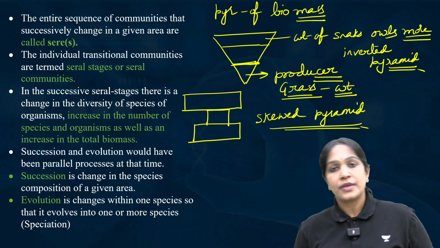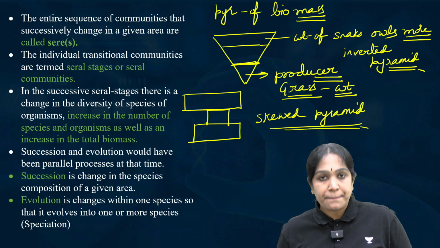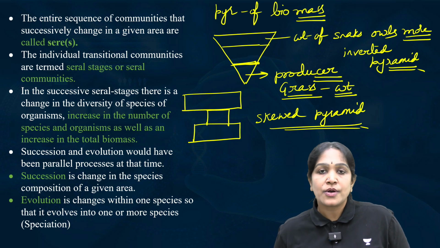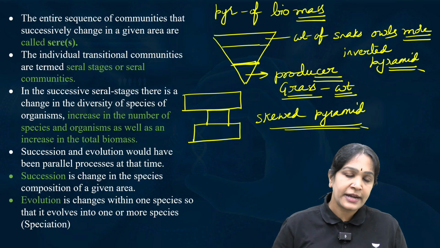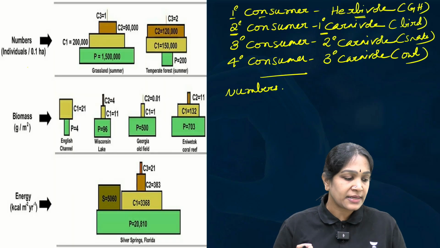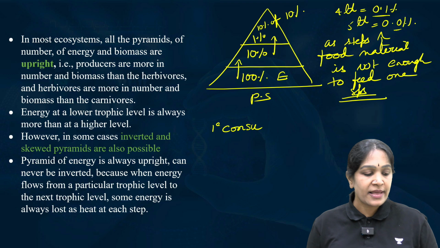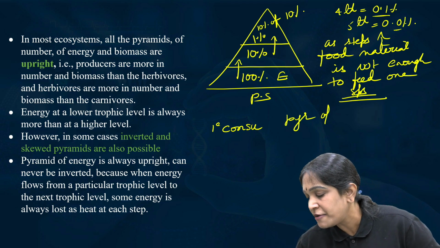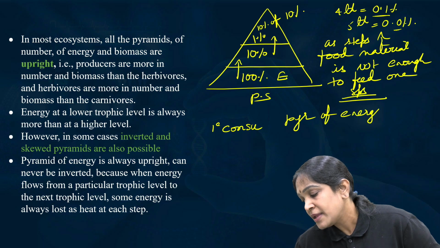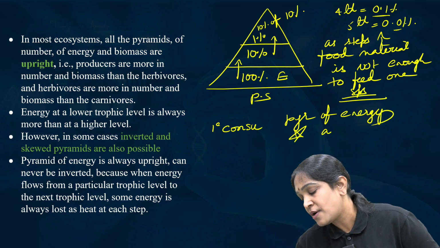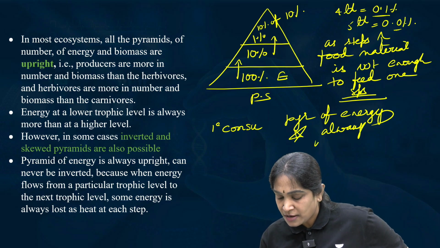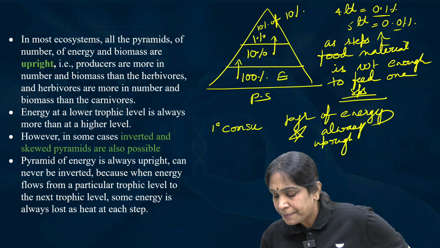Skewed pyramid. So pyramids of number and pyramids of biomass can be either upright, inverted, or skewed, but the third type of pyramid is called pyramid of energy. Pyramid of energy is always upright.